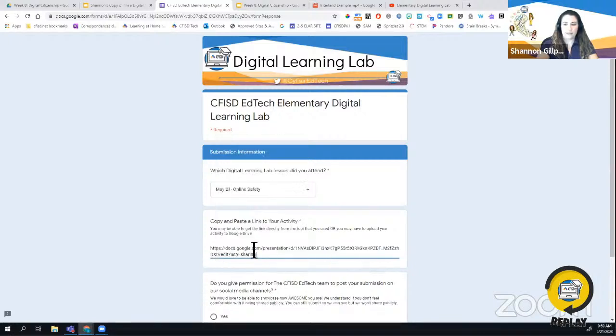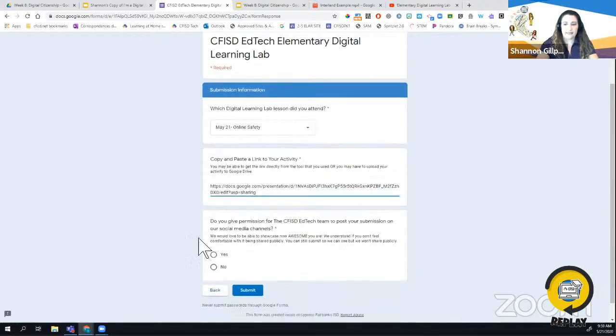So now that link right there is pasted. And then if you give permission for us to share that on social media, then you can say yes, or you can choose no. Then you click submit.